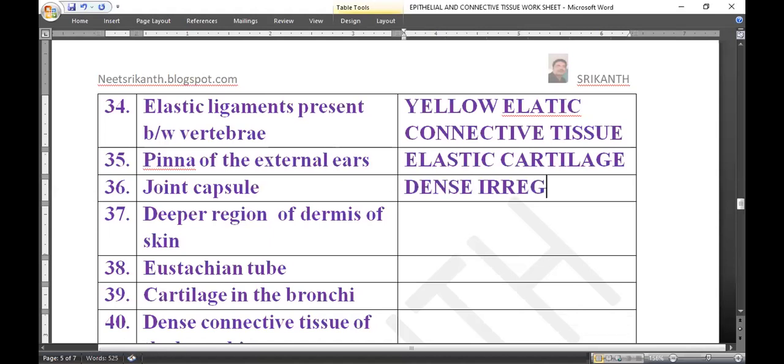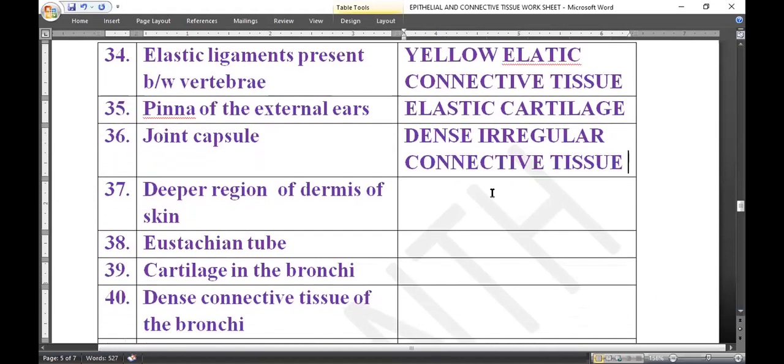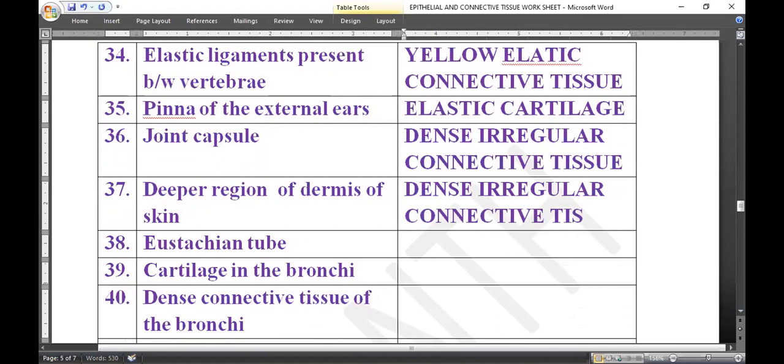Dense irregular connective tissue. Deeper region of the dermis of skin: dense irregular connective tissue.